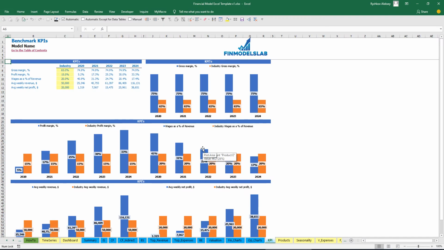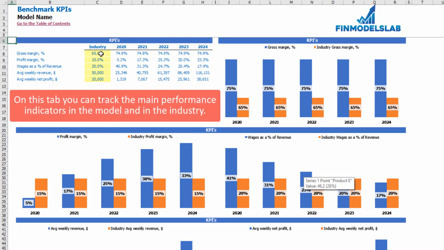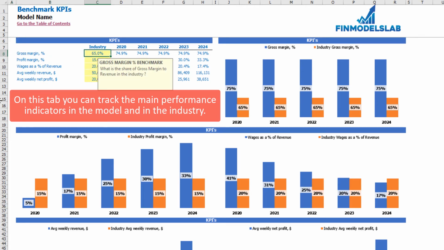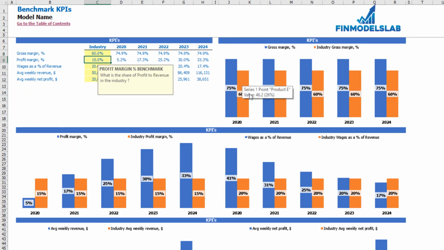On the benchmarks KPIs tab you may find your main industry specific KPIs, which are changeable for your industry and for your country. For example, the gross margin industry benchmark is 60% for your country. You may see this change on this chart. Industry gross margin is orange, and blue is the gross margin calculated based on the model.